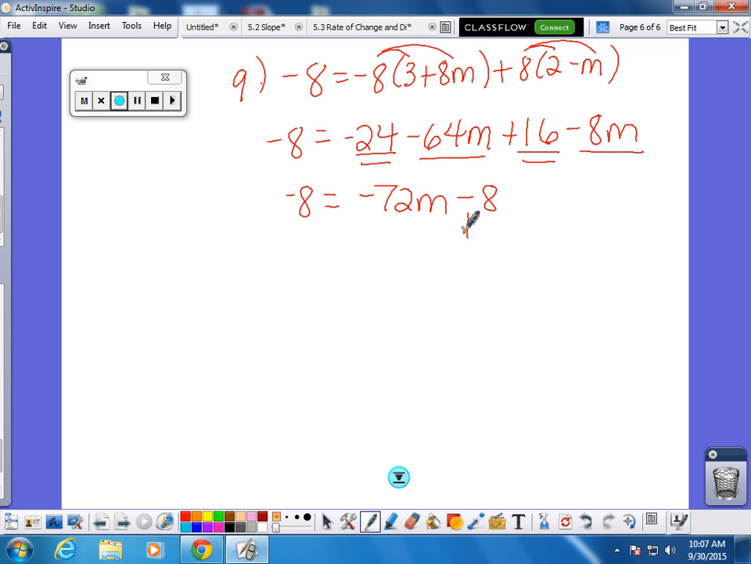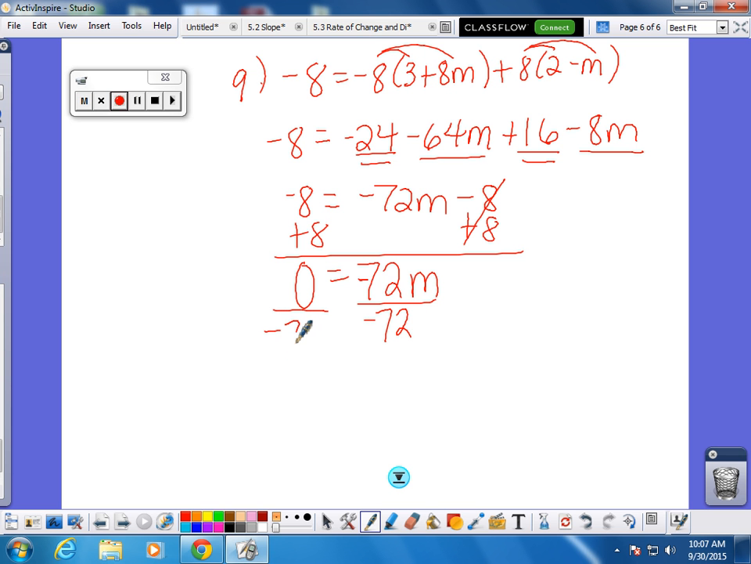I've got a negative 8 in the way. What will I get when I add 8 to this side? 0. Which is a number. Don't say that's no solution. Alright, divide by negative 72. If I divide 0 by anything, I get 0.